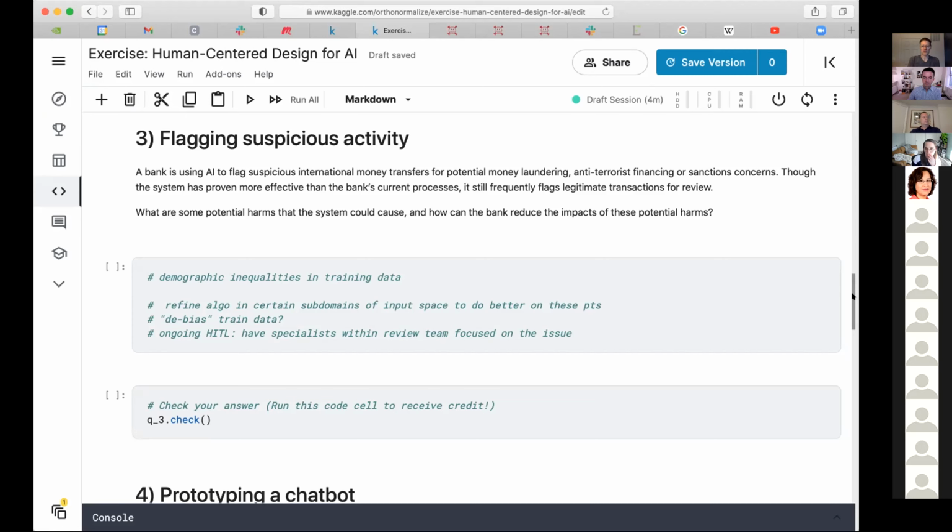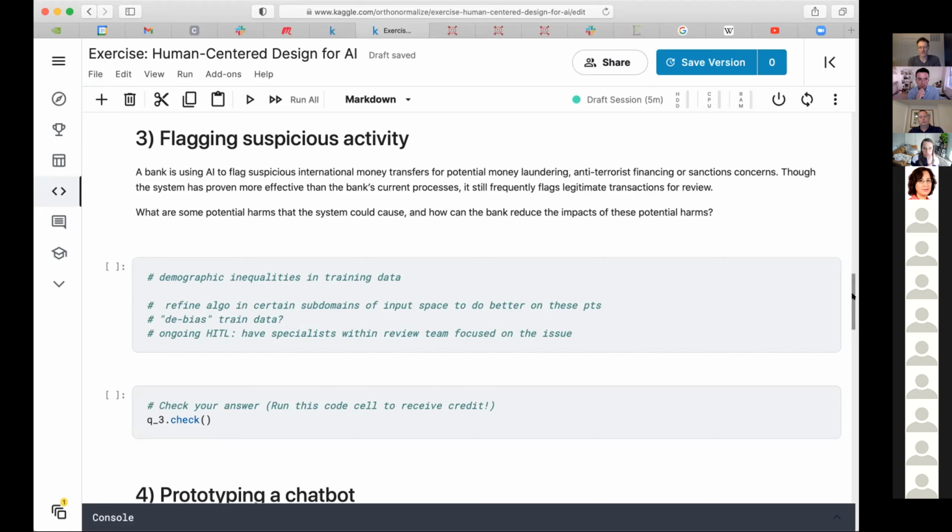And what might you do to reduce the impacts of these potential harms? You can refine your algorithm in certain parts of the input space. Just try to do better on these groups. You can also use strategies such as boosting-type techniques to weight your training data a little bit differently in an attempt to debias it.